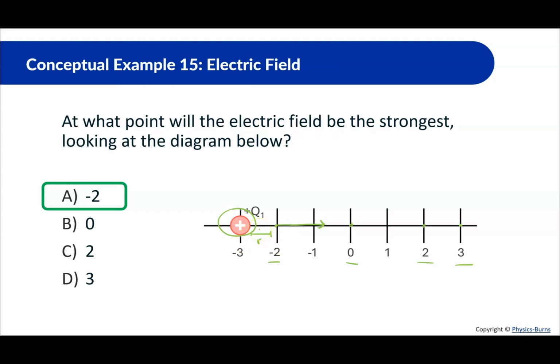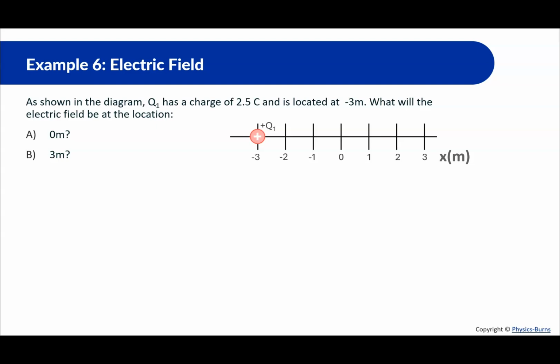Okay? Moving on. As shown in the diagram, Q1 has a charge of 2.5 coulombs and is located at -3 meters. What will the electric field be at the locations 0 meters and 3 meters? Okay, so first we want to find what the electric field is over here. I'm going to call this E1. And then what the electric field is over here, E3. I don't know what it is yet, but I do know one thing. I know it's going to be pointing to the right for both of them. And I also know that E1 is going to be stronger than E3 since 1 is closer to the source.